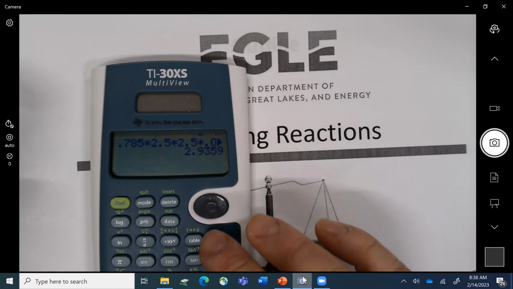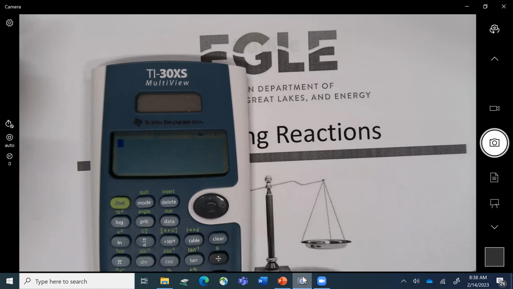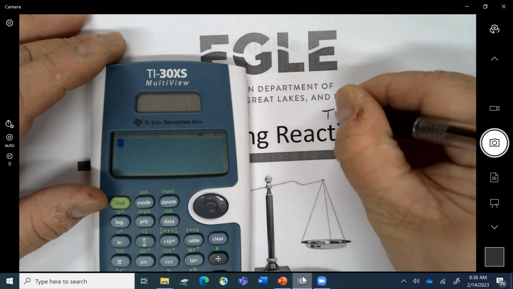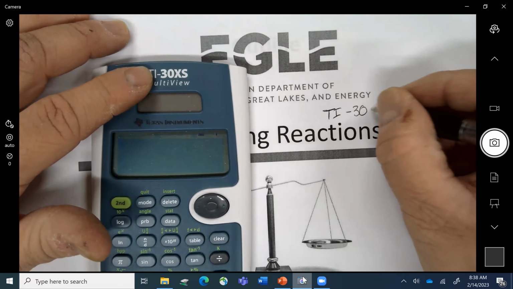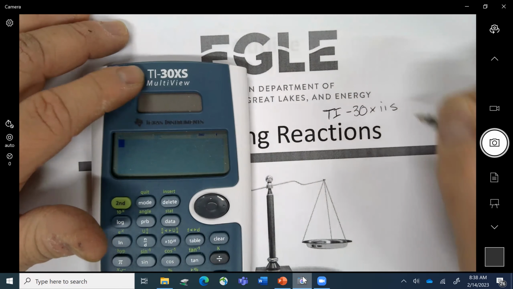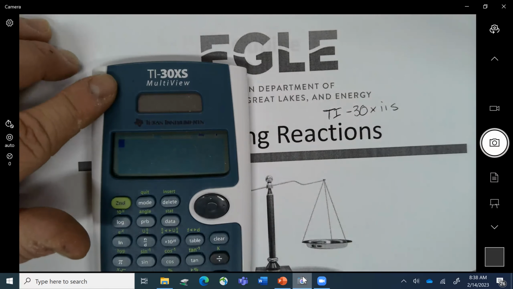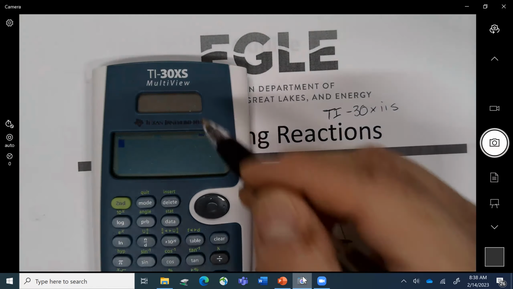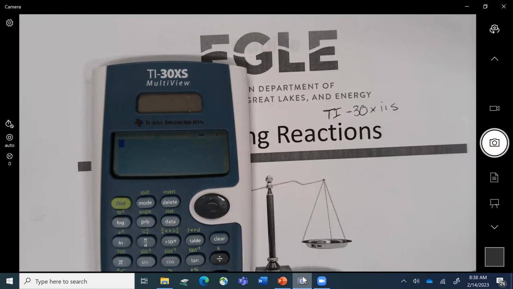So this is a Texas Instruments. The one that I typically recommend is a TI. It kind of looks like this, and it's a 30XIIS. I typically recommend this one, but this one is acceptable for Texas Instruments. Just so you know, anything up to Texas Instruments TI, and the number here is 36, 36 and lower are considered non-programmable, and you are allowed to use them on the test.